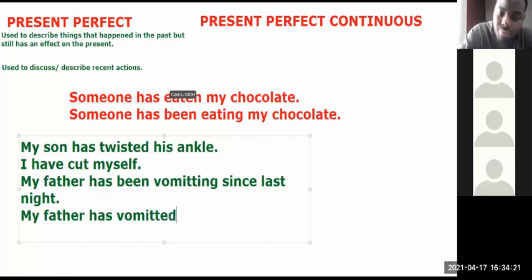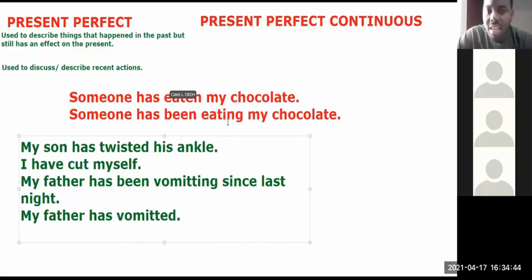Sorry. Vomit word means kusmak. Right. So my father has vomited. Here it happened once, but in the past, it's finished. So these are basic, time. So basically, when you're talking about a continuous tense, it is talking about the continuous action of something that started in the past. That's it, right?